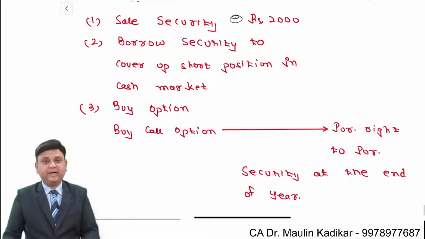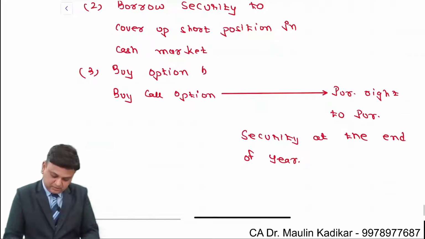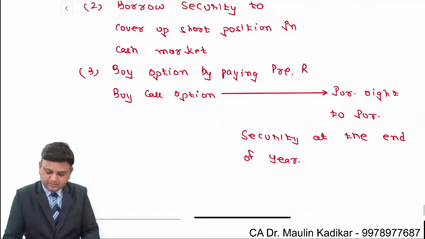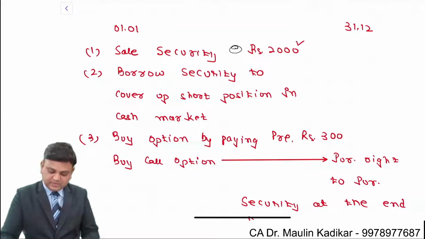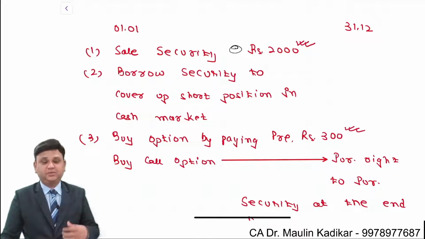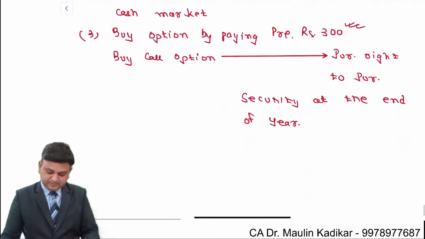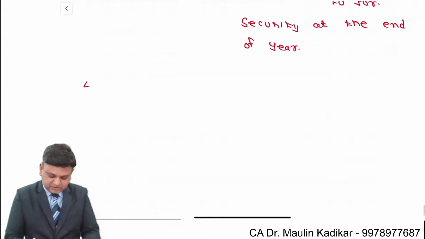Third, buy call option by paying premium rupees 300. Now out of 2000 rupees, 300 rupees is paid for purchasing call option. So what is remaining with you? 1700.